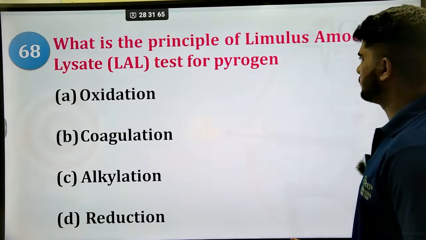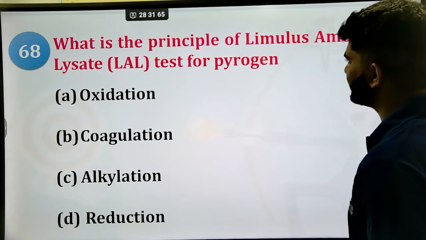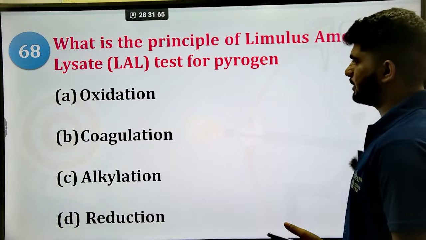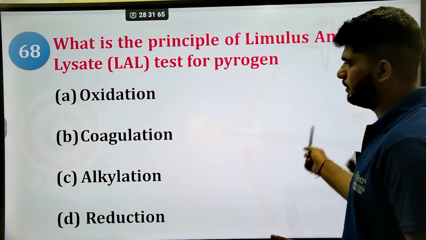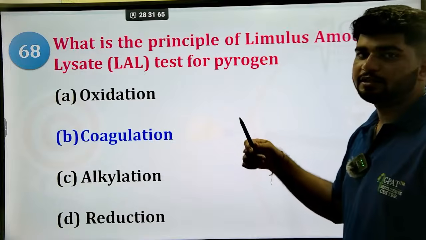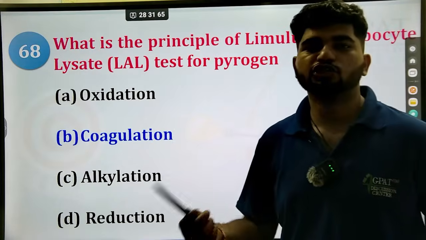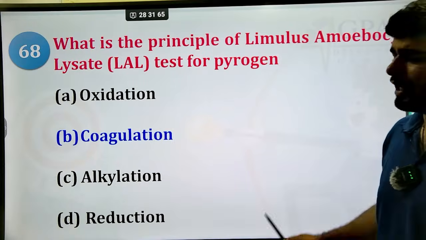Okay, sure. What is the principle of the Limulus amebocyte lysate, the LAL test for pyrogen? Is it oxidation, coagulation, alkylation, or reduction? Obviously, that would be coagulation only, right? Coagulation. And apart from that, there is a primary test known as the sham test, that we used to do in rabbits only, right?